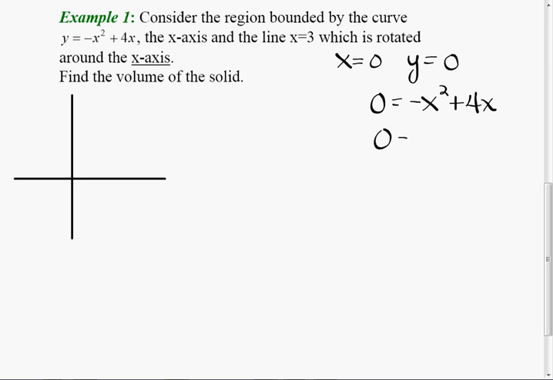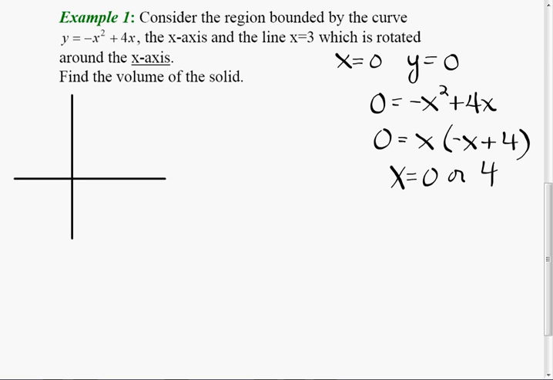Good. What am I going to factor out of it? Factor out an x, what's left? Factor out 1x is minus x plus 4. Hey, guys, this is getting ready for the exam. These are the intercepts. So what's x equal to? 0 or 4.